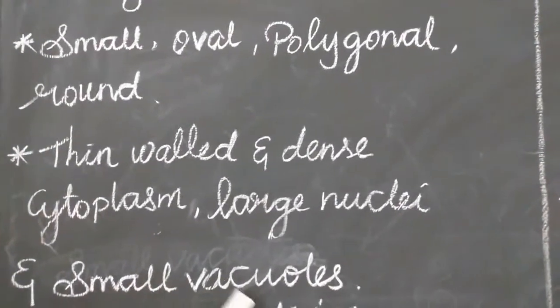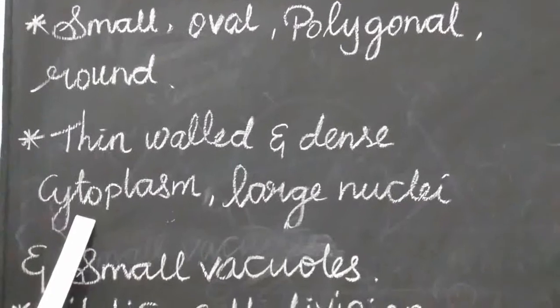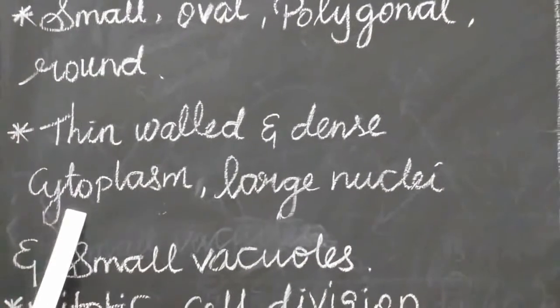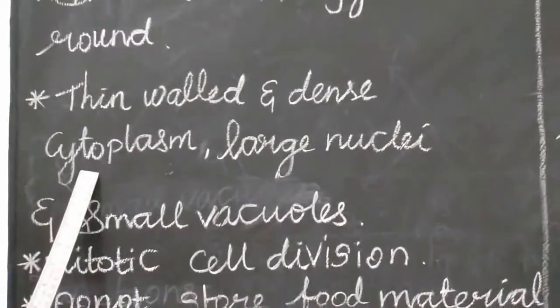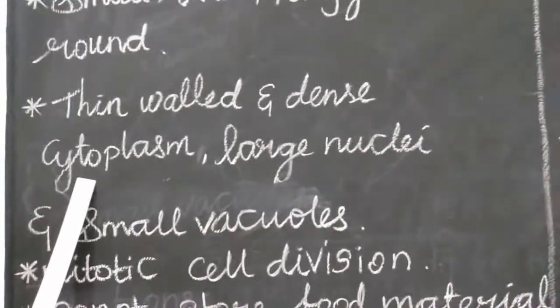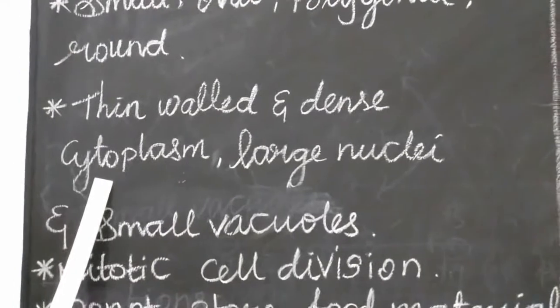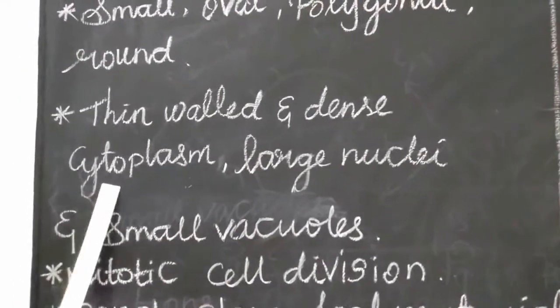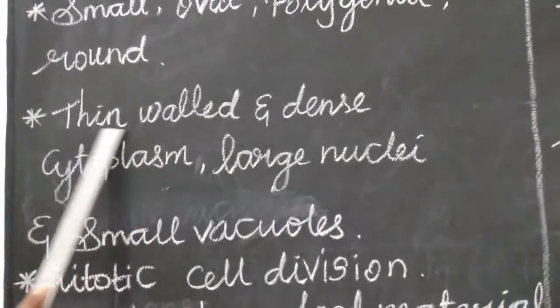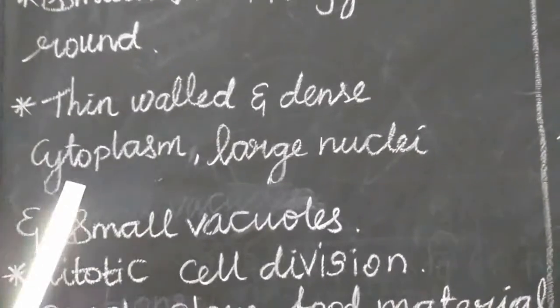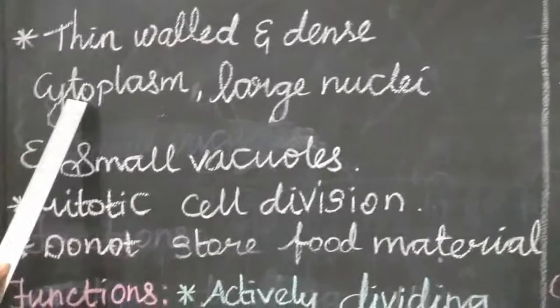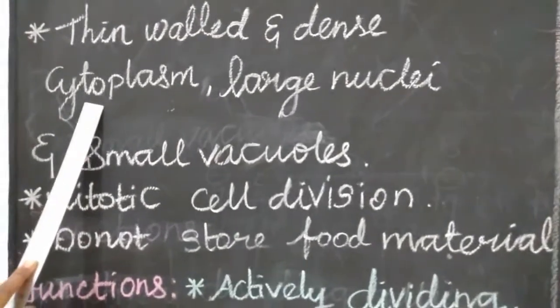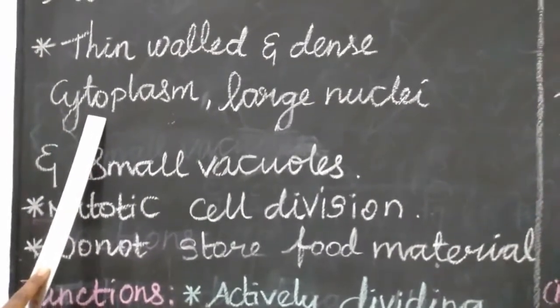Do you know about the cytoplasm? The cell contains the cytoplasm, and the cell organelles are present in the cytoplasm. I think you studied this in your previous class. What is meant by cytoplasm? It is a colloidal substance. The cytoplasm contains cell organelles. And what are all the cell organelles? Mitochondria, chloroplast, plastids, like that.